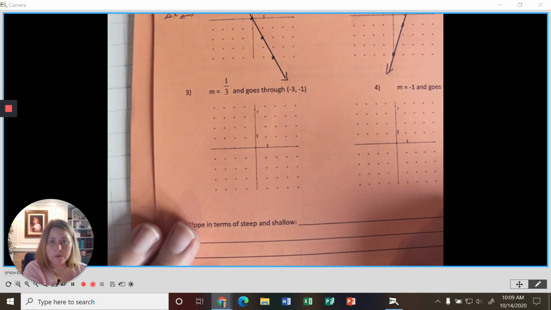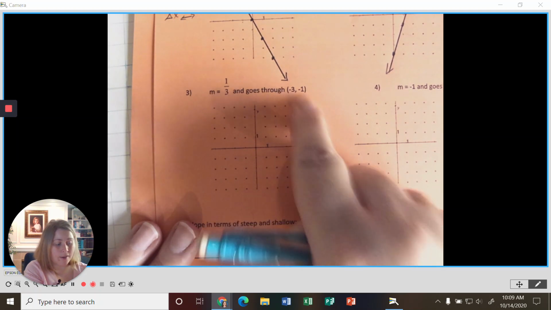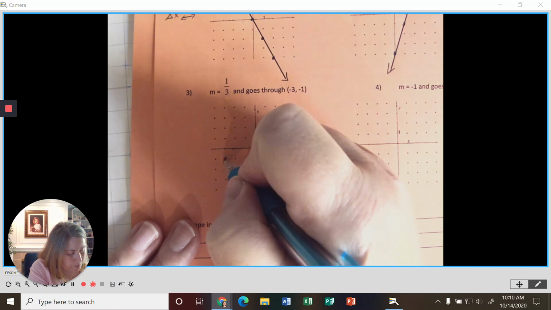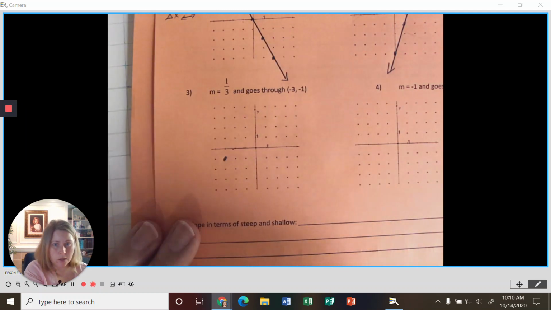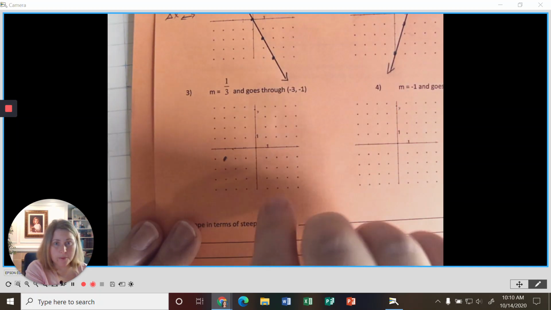Okay, number 3, graph a line that has a slope of 1/3 and goes through the point -3, -1. So the -3, -1, remember that's our x value, y value. That tells us to go left 3 and down 1. That's our starting point. And our slope is positive, so it's rising as we go left to right, 1/3.